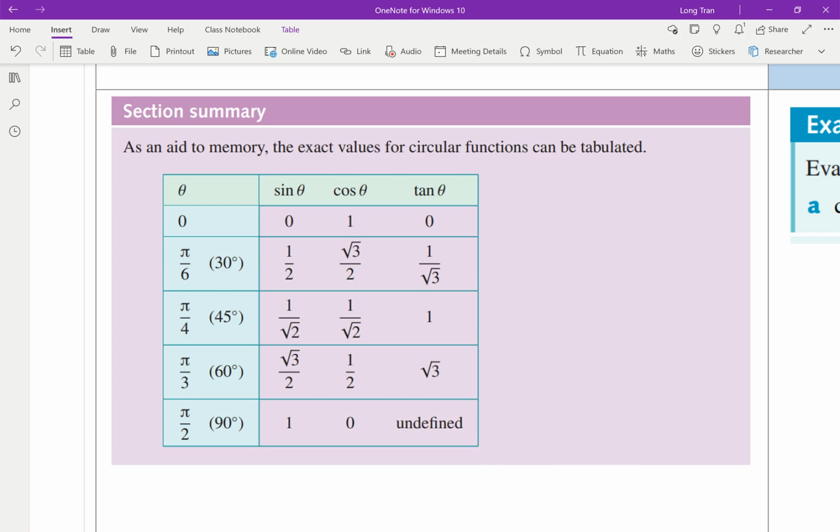You need to memorize them, okay? There should be 3 by 5. 5 special angles, 3 functions. Sine of 0, sine of 30, sine of 45 degrees, sine of 60, sine of 90. Same thing with cos and tan. So copy that down first.